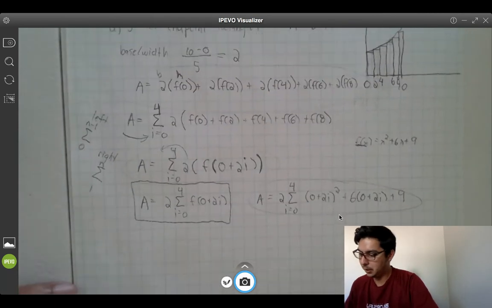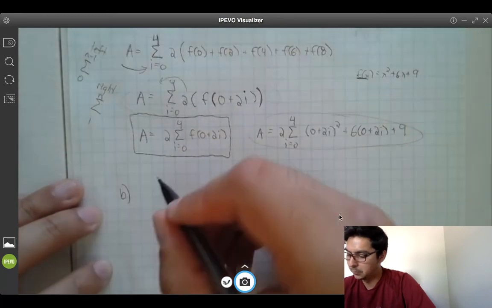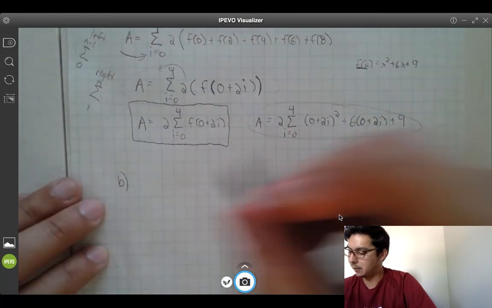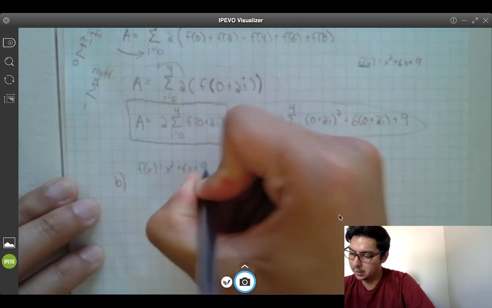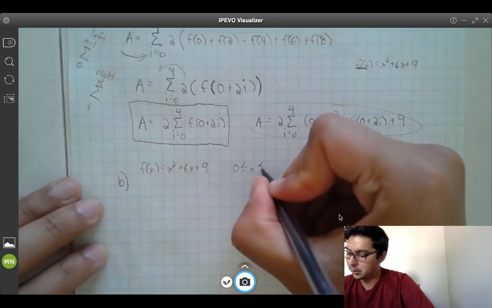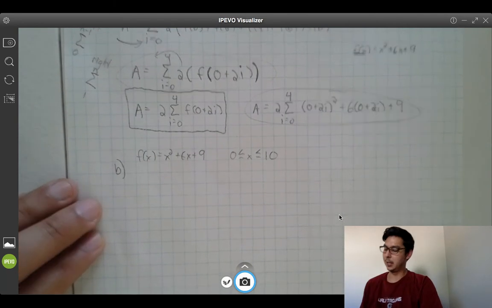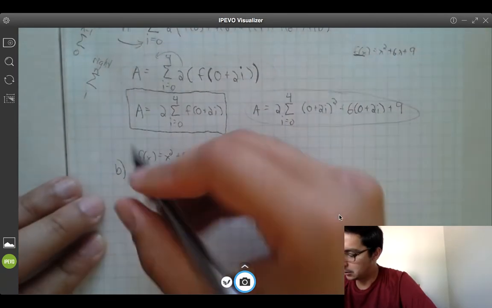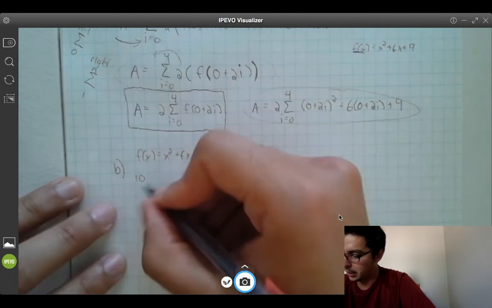All right. For part B, say I wanted, so let me rewrite the function up here. So it's f of x equals x squared plus 6x plus 9 from 0 to 10. And we're going to pick up the pace now. So let's say we wanted, we'll keep it simple on this one too, 10 left endpoint.